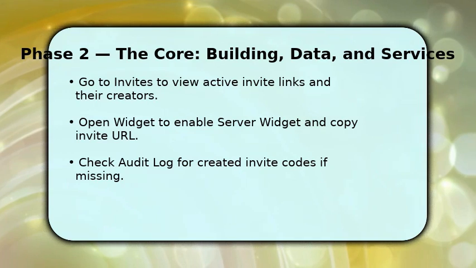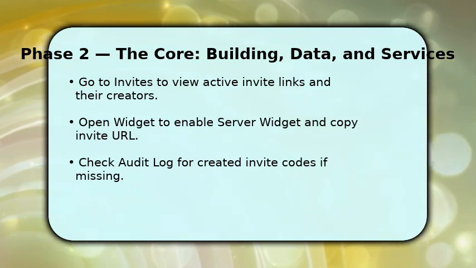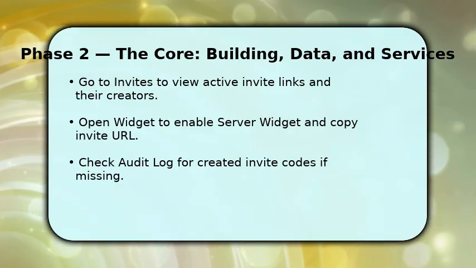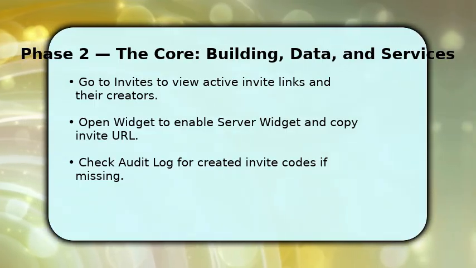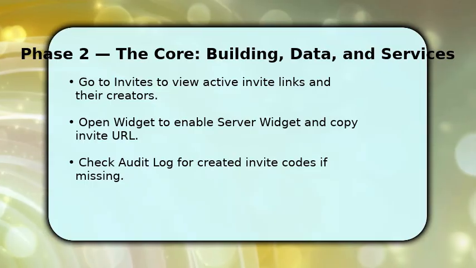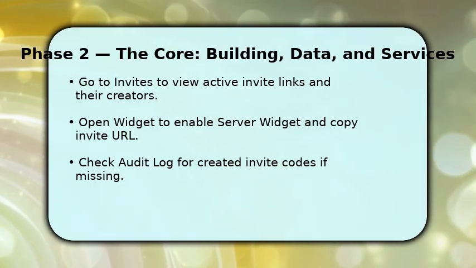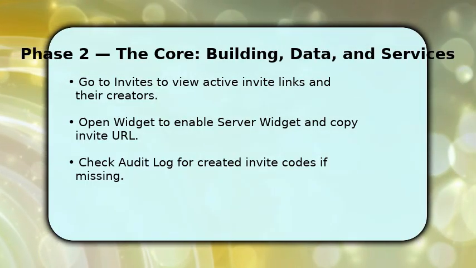Next, go directly to the Invites tab to see active invite codes and who created them. This shows the server code inside each link. If no invites exist, open the Widget section and enable Server Widget. This creates a stable invite URL you can copy.